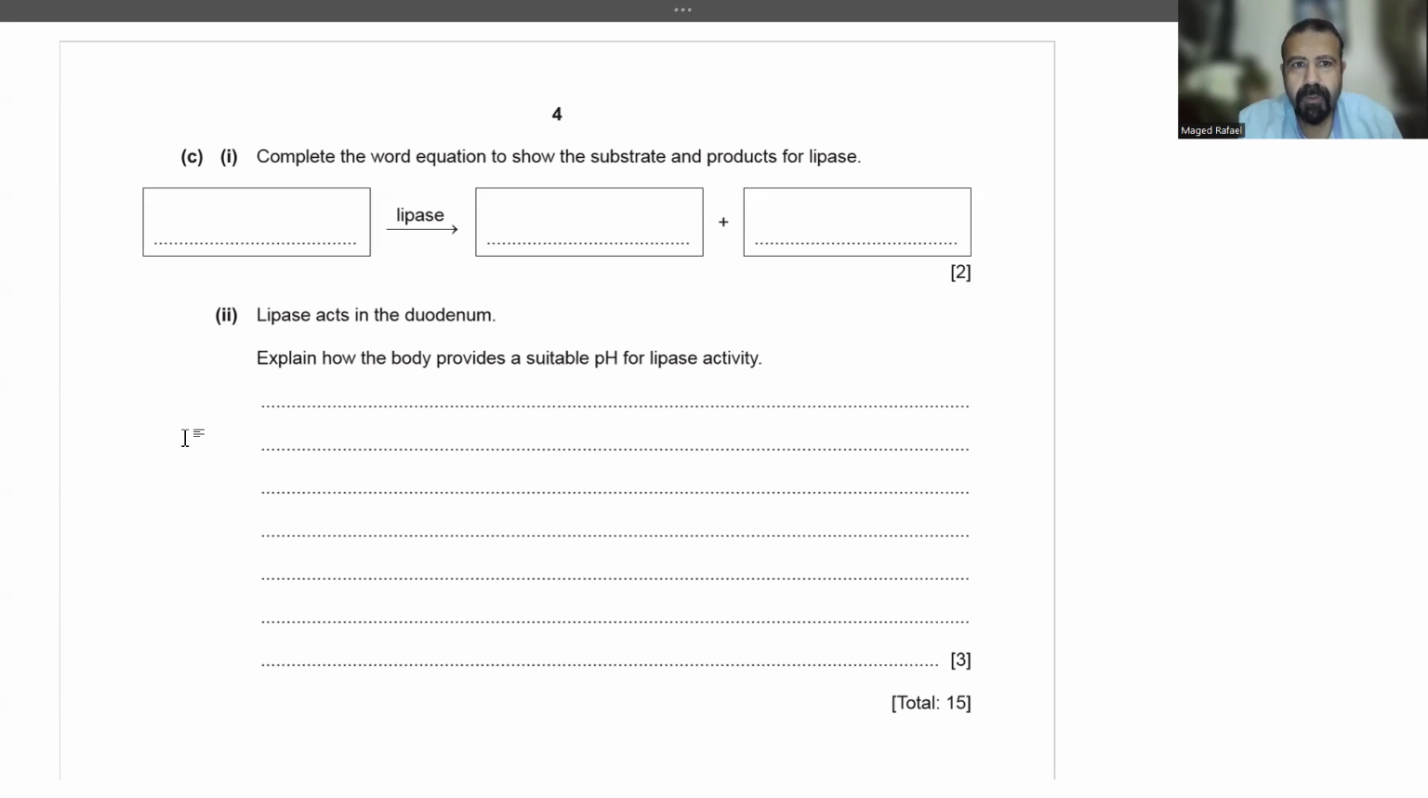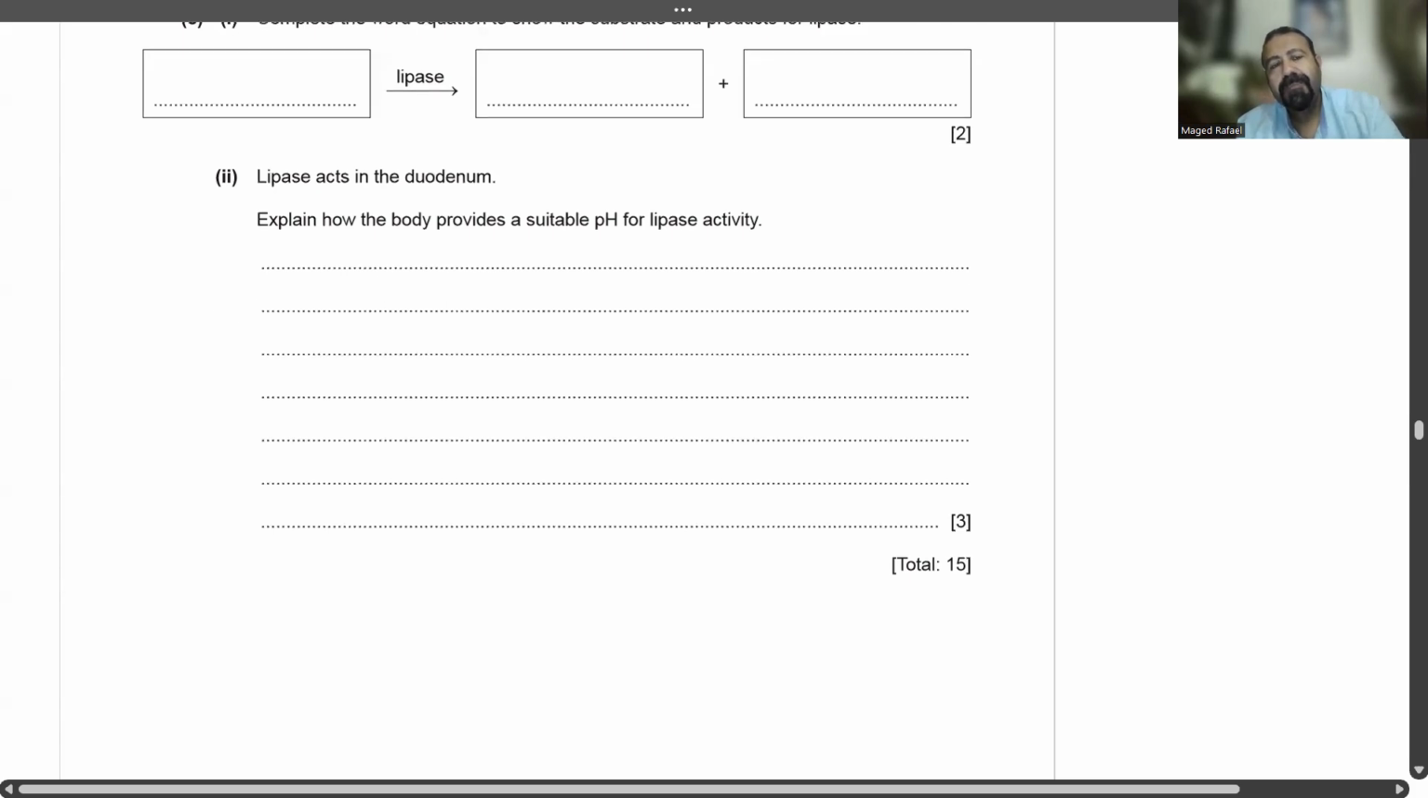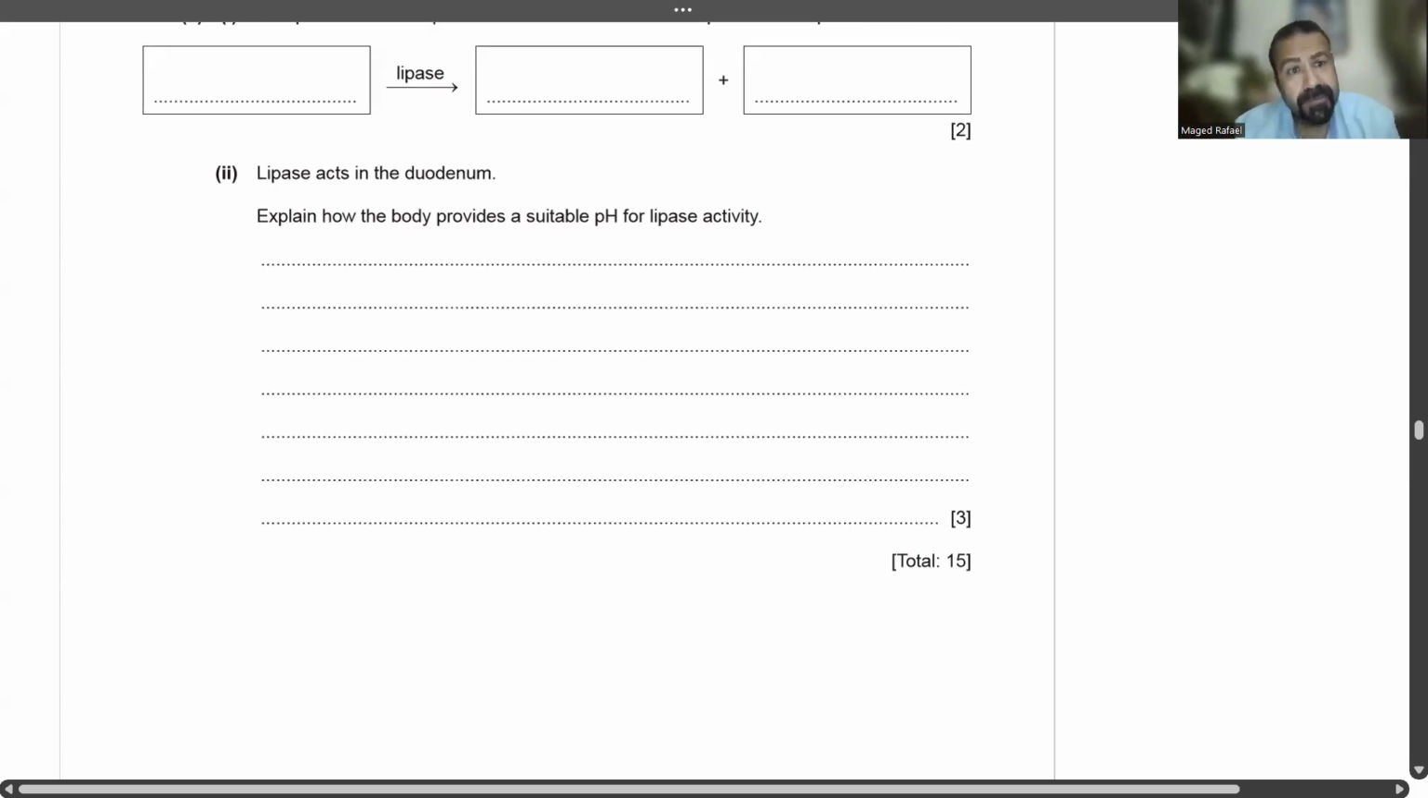I want you to think with me in I. The lipids will be converted into what? What are the building units of the lipids when the lipase breaks them down? Fatty acids and what? Glycerol. Yes, lipase breaks down the lipids into fatty acids and glycerol.